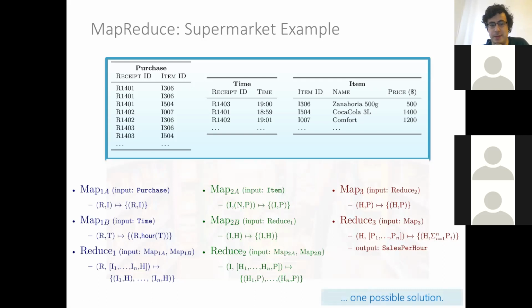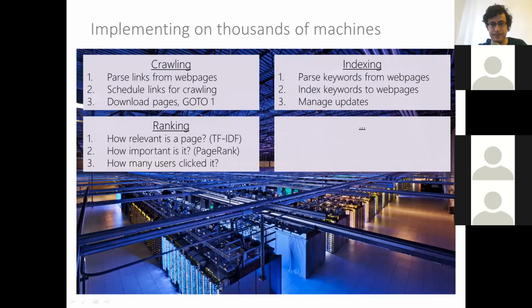So this is one way to do it. What we've done in a relational sense here is join purchase with time, then join item with that, and then apply a sort of group by hour and a sum. So we can express these sorts of queries and run them as MapReduce jobs, though we'll have to code the map and reduce functions.